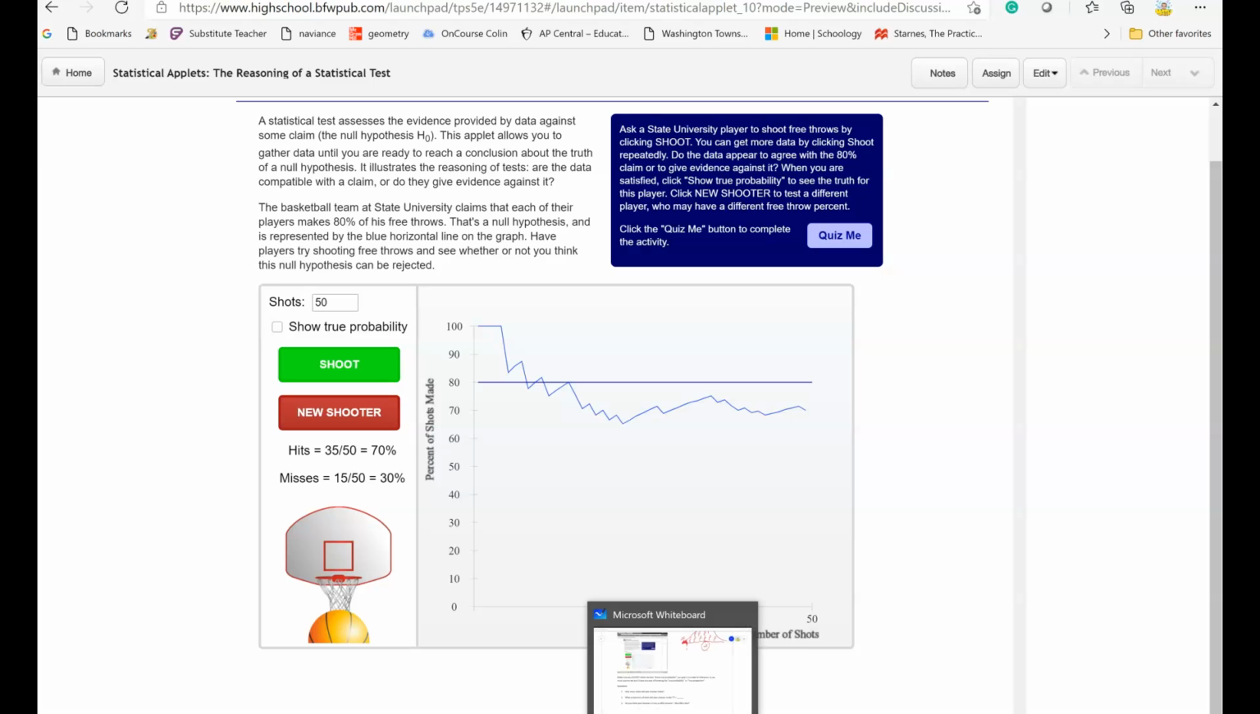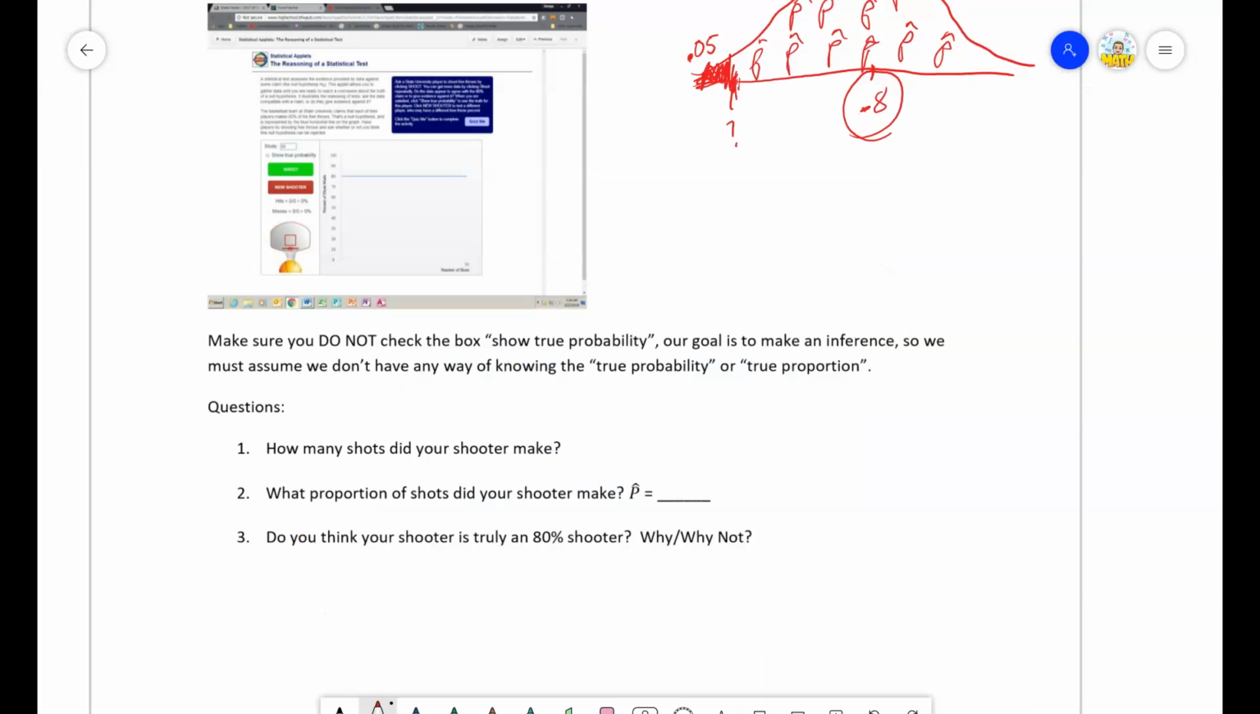So I'm going to come back to the worksheet here, and how many did my shooter make? 35 shots, which is 70%. So let's answer the question correctly. 35. So what would that p-hat be? It would be 35 out of 50, right? That's the difference between a count and a proportion.